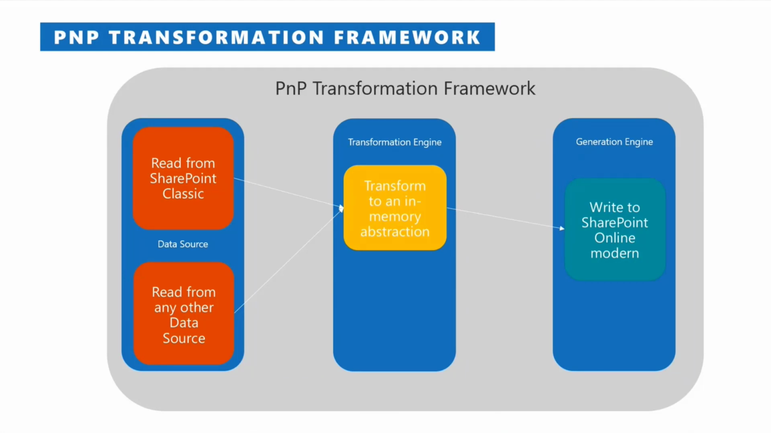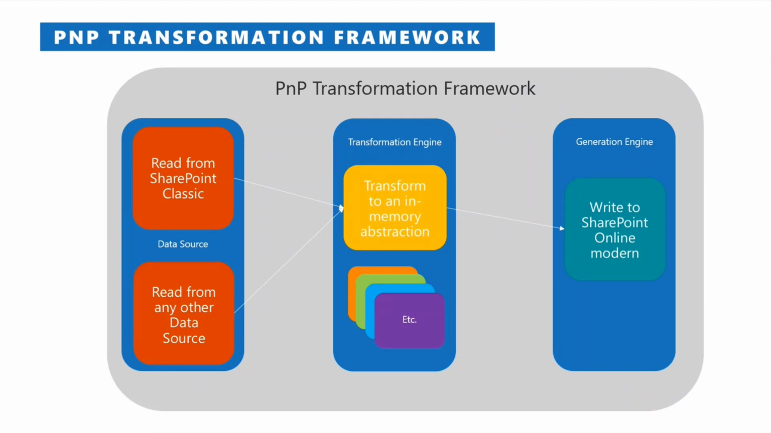Then there is another module from an architectural point of view, which is the transformation engine. In the transformation engine, we do the actual processing of an object, which is an abstraction in memory of a page, which will become a modern page in SharePoint Online thanks to a generation engine. Inside the transformation engine, we can rely on a set of mapping providers. For example, there is a mapping provider for web parts, another one for page layouts, one for URLs, one for users, and so on and so forth.